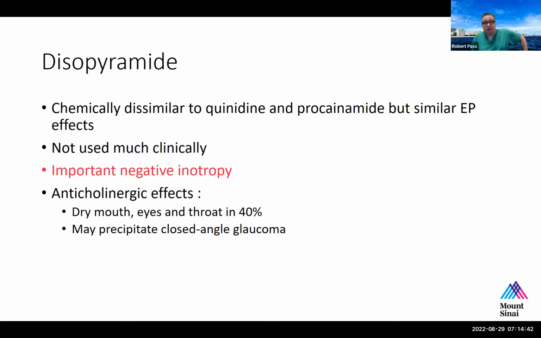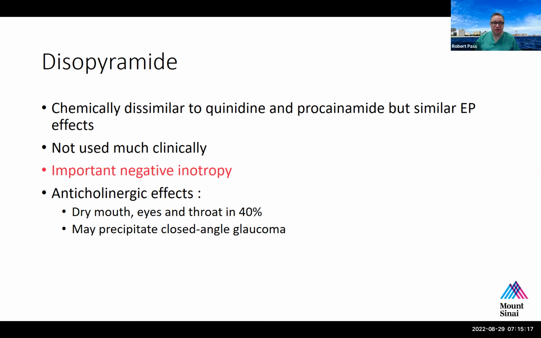And every once in a while, you will see an older patient who has been on disopyramide for many, many years with good results. So it does still have a small indication in medicine, but it isn't really used very commonly for almost anything else. It also has a lot of side effects, particularly anticholinergic effect. About 40% of patients can have dry mouth, eyes, and throat, not a very nice side effect. And it can precipitate closed angle glaucoma.